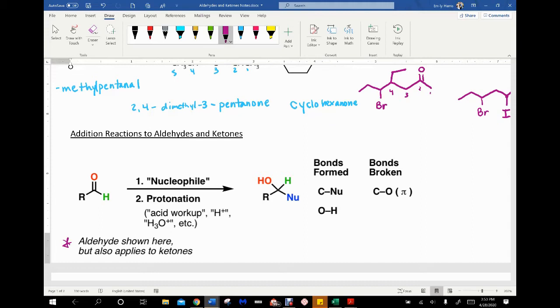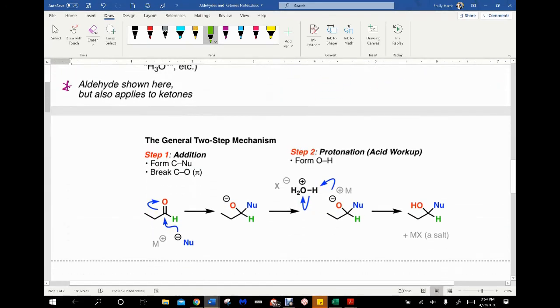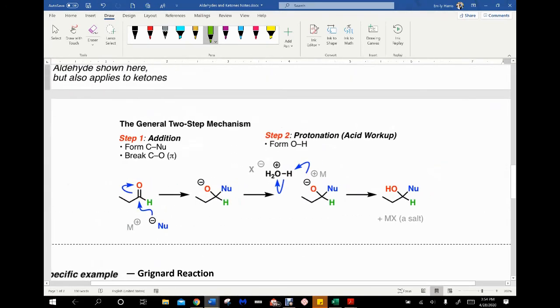The general pattern that you're going to see is that you're going to be breaking one of the pi bonds between the carbon and oxygen. So there'll no longer be a double bond there, and you're going to be forming 2 new bonds. The first new bond will be between the nucleophile and the center carbon. Then the second new bond will be between the oxygen and an incoming hydrogen from this protonation step. So let's take a look at how this normally takes place. This is in general the 2-step mechanism that occurs.